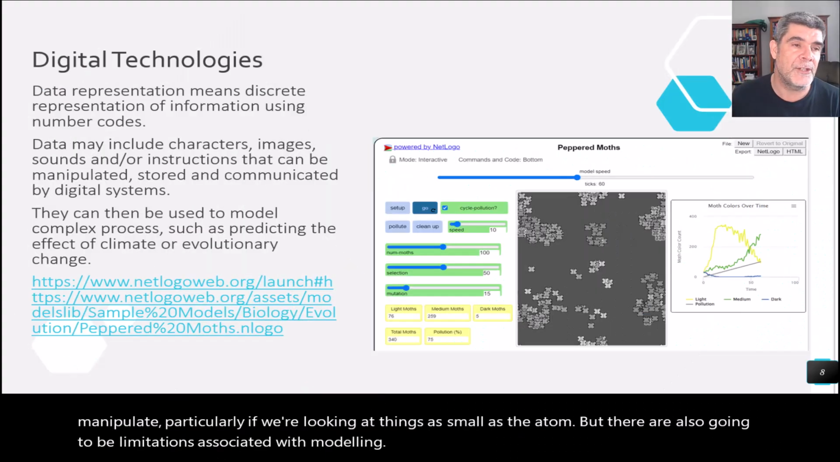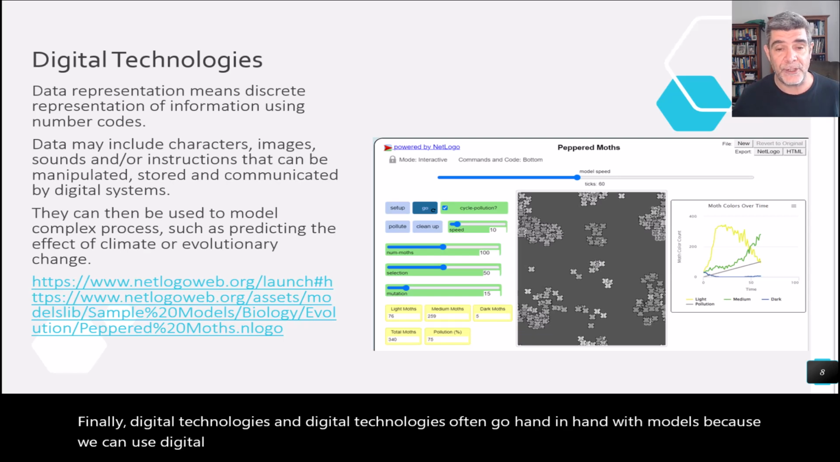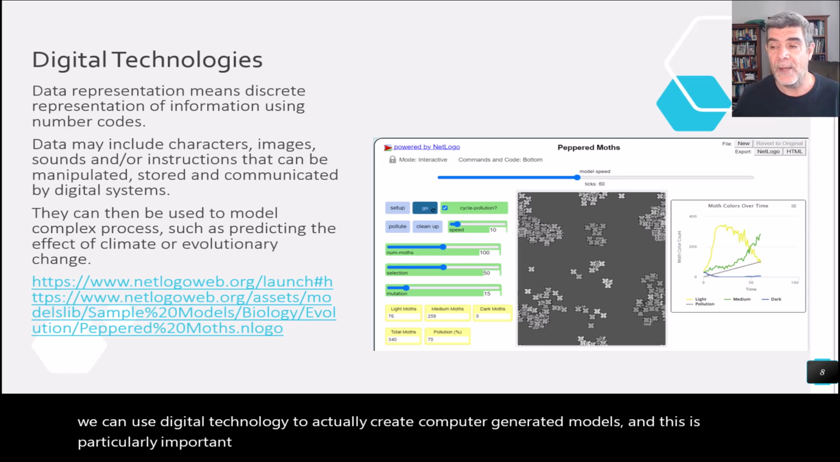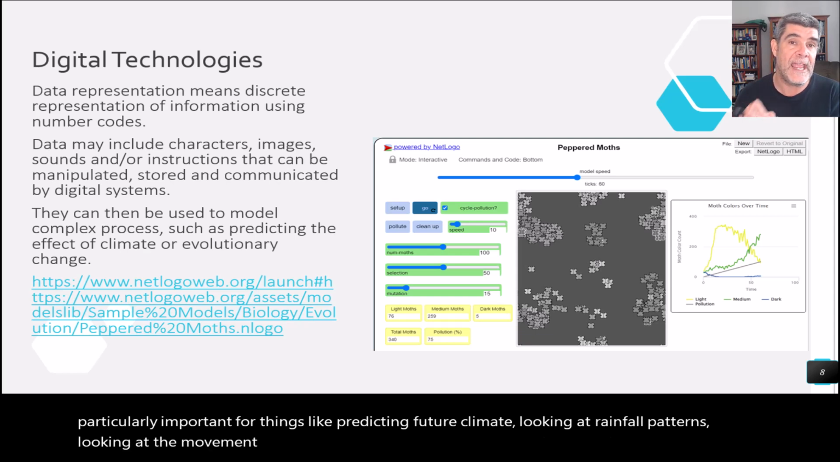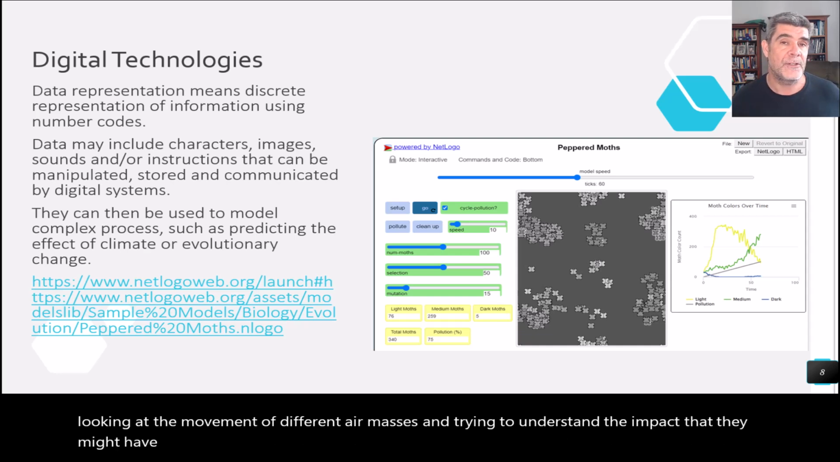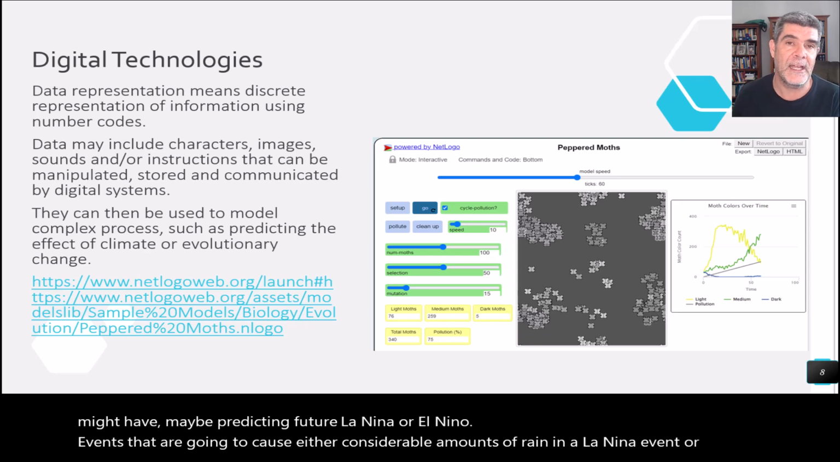Finally, digital technologies. And digital technologies often go hand in hand with models because we can use digital technology to actually create computer-generated models. And this is particularly important for things like predicting future climate, looking at rainfall patterns, looking at the movement of different air masses and trying to understand the impact that they might have, maybe predicting future La Nina or El Nino events that are going to cause either considerable amounts of rain in a La Nina event or droughts in El Nino.